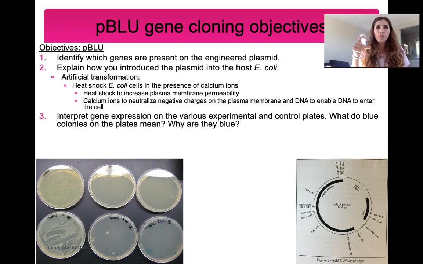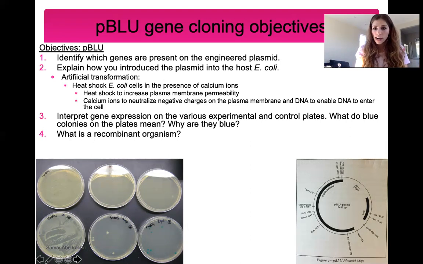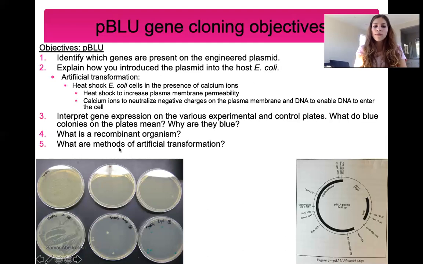Why did the recombinant E. coli with pBLU grow on ampicillin agar? Because it does have the resistance gene. And what is a recombinant organism? So remember, it's an organism that has more than one source, two sources of DNA. So a source of DNA from another organism, or two organisms, or three. And what are methods of artificial transformation? You can get plasmids into bacteria by electroporating them, by heat shocking them. So just have an idea of how this experiment works.